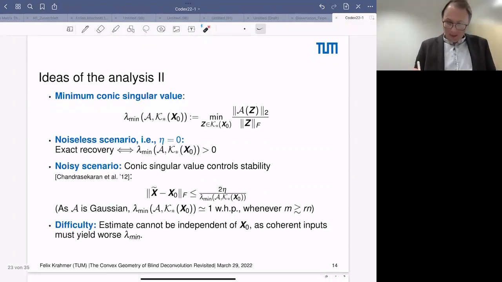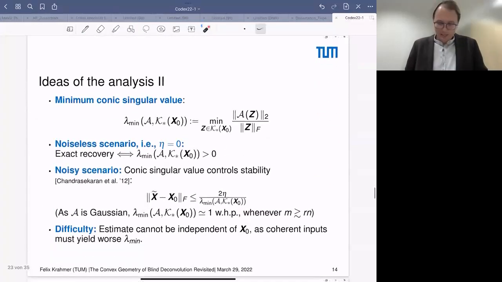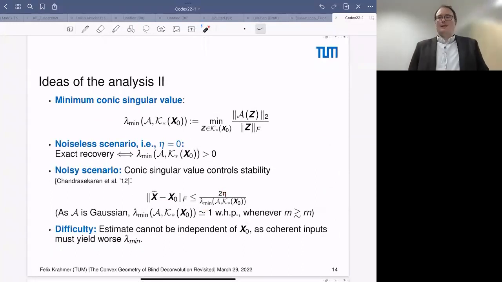By just comparing the size of the tube to this intersection, you can get a guarantee that the reconstruction error, in this case in the Frobenius norm, scales like a constant times the noise level divided by the minimum singular value. And for Gaussian matrices, it is a well-known fact that the minimum singular value scales like a constant in this normalization of frequency.